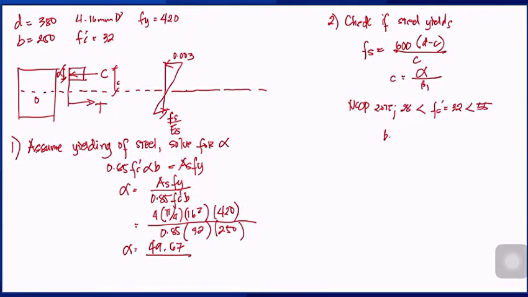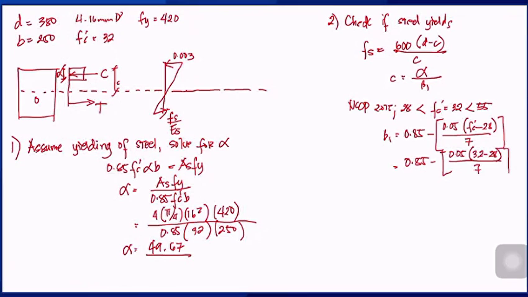will be equal to the formula 0.85 minus quantity 0.05 FC prime minus 28 over 7. So that is 0.85 minus 0.05, 32 minus 28 over 7. So what is our beta 1? What is the value of beta 1? 0.82, sir. 0.82.